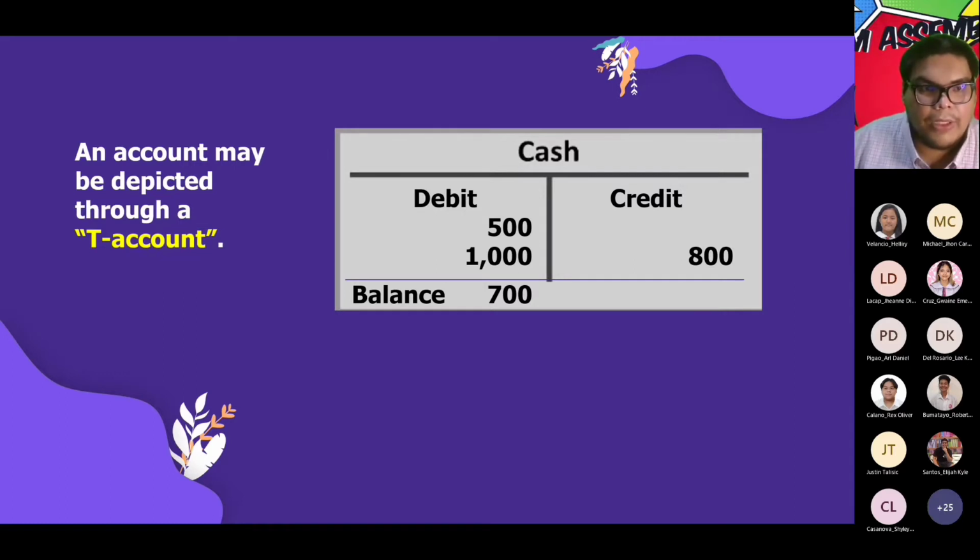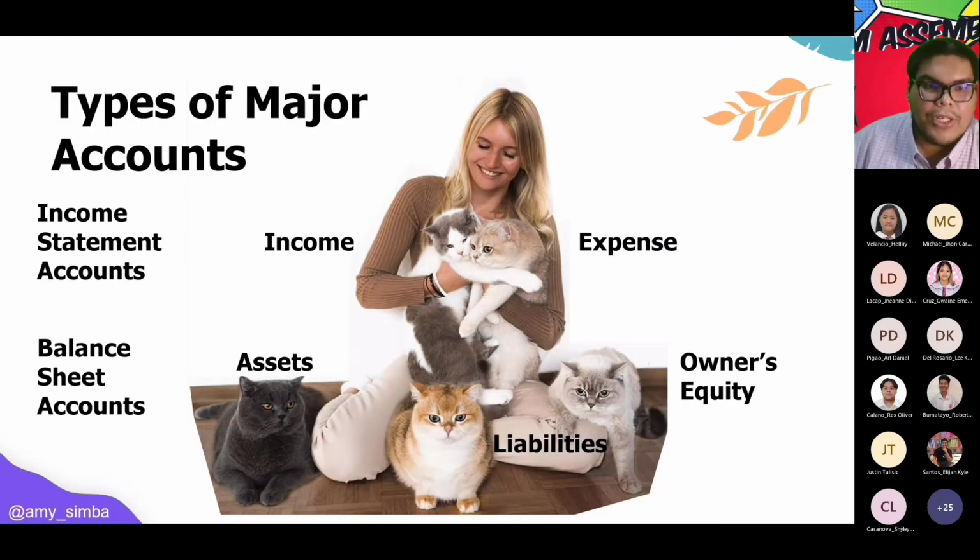So an account may be depicted through a T account. No? So ito yung pinaka most obvious depiction of an account. Let's say cash, and then meron kang debit side and credit side. No? We will discuss this debit and credit later. But for now, ito yung pinaka-depiction niya. No? It's depicted through a T account. For now, our focus is the types of major accounts.